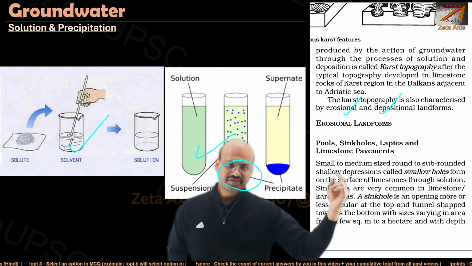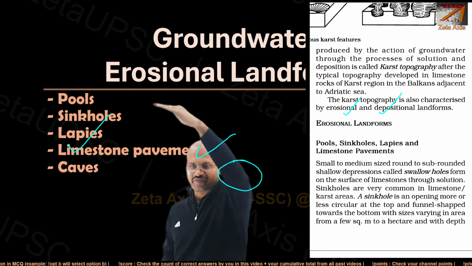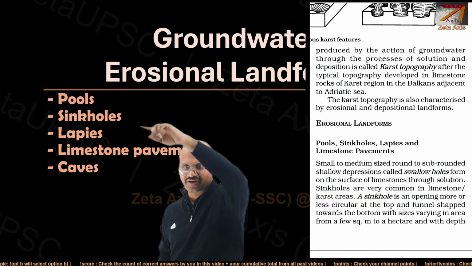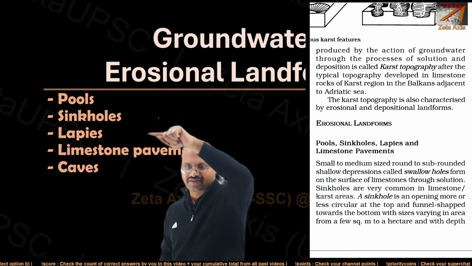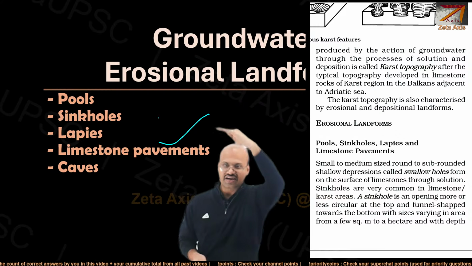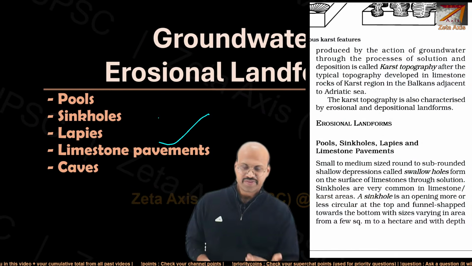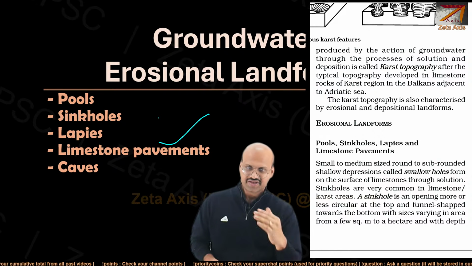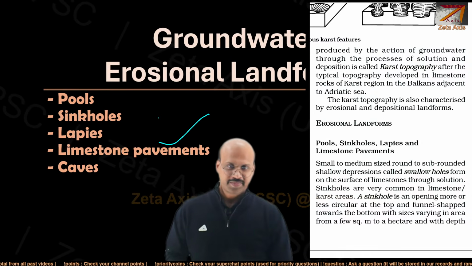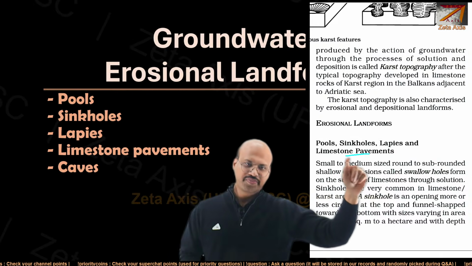Let's start with the different types of landforms which are formed, which we will discuss today: pools, sinkholes, lapis, limestone pavement, and caves. And there are certain others. So these are erosional landforms. And in the next section we will see depositional landforms. The next section also we will cover in this video. So pools, sinkholes, lapis, and limestone pavements.